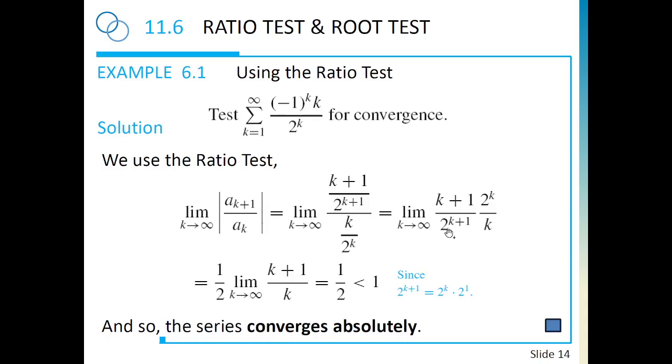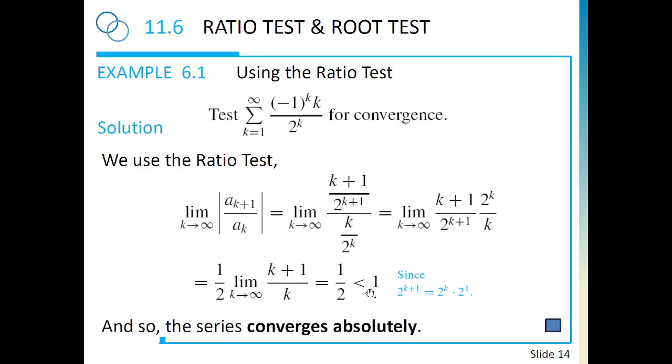So we have here 2 to the power k plus 1, which is 2 to the power k times 2. The 2 to the power k and 2 to the power k will simplify, so downstairs we will have only 2 left, that's what we have here. And then we have k plus 1 over k. So 1 over 2 is a constant, so we take it outside. The limit here is easy to compute, it's 1. So 1 times 1 over 2, that's 1 over 2.